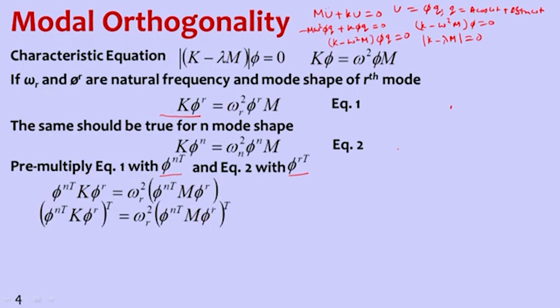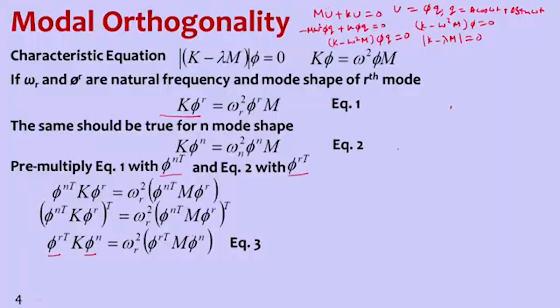Now in the transpose, the terms get reversed. So the transpose value will become phi r transpose k phi n. This got reversed, omega r square is exactly the same, and this one again gets reversed, phi r transpose m phi n. So this is a matrix property: if we take the whole transpose of A, B, C, we will get C, B, A.